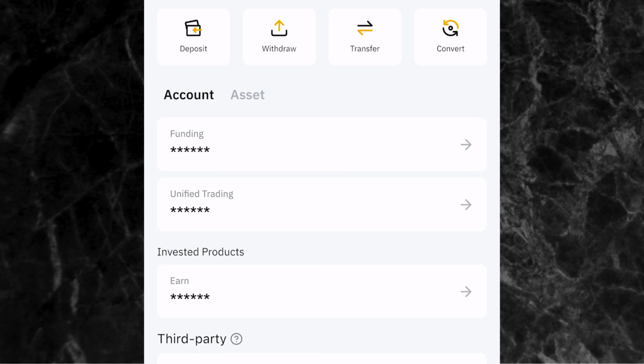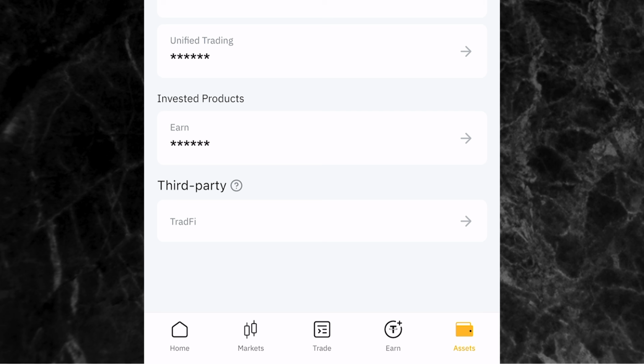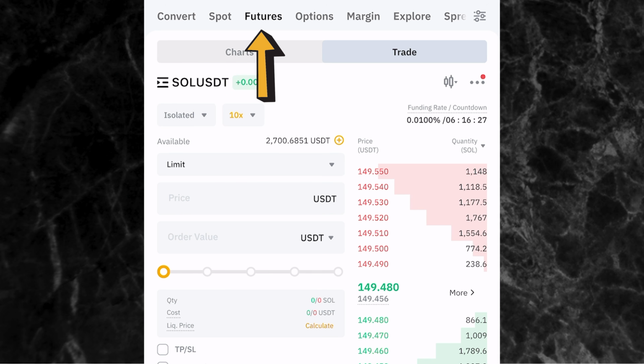So once you have your USDT in your unified trading account, the next thing is to go ahead and go to the futures trading page so as to carry out your trades. To go to the futures trading page, you click on trade at the bottom side of the screen where the arrow is pointing to, and then you click on futures where the arrow is pointing to at the top to make sure that you're on the futures trading page. So right here on the screen is the futures trading page on Bybit.